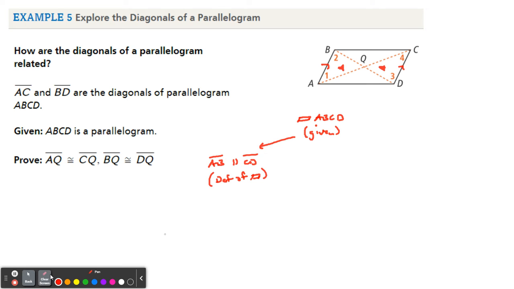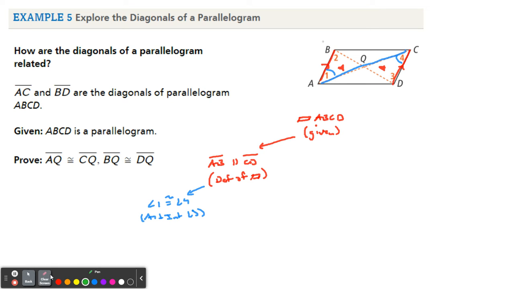So because of that, if I trace AB in red, and then let's do diagonal AC first, angle 1 and angle 4 will be congruent. So from here, I know that angle 1 is congruent to angle 4, and that's because they are alternate interior angles, so there's a theorem there.